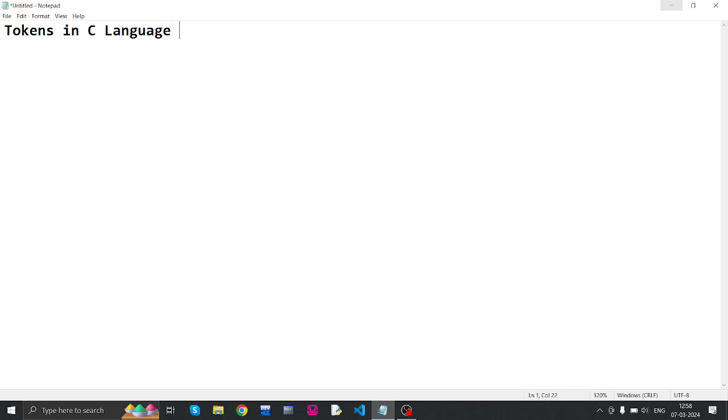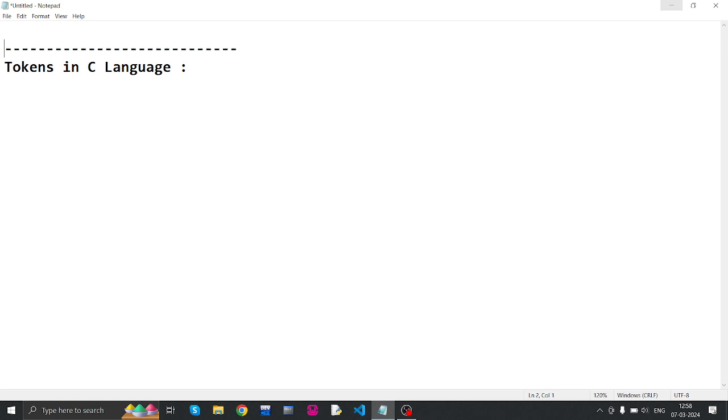Now let's see what the various tokens supported by C programming language are. To understand these tokens, first let's take some sentence in English. Suppose there is a sentence like "Welcome to Siri Tech Online." In order to create this sentence, whatever meaningful elements we have used, we call them tokens.